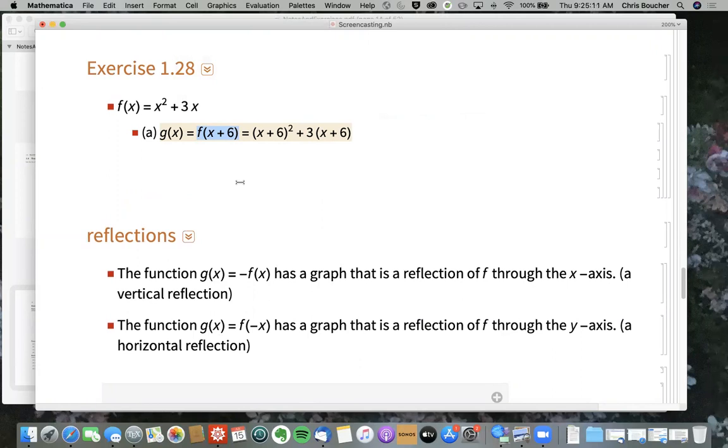And from here, it's just sort of old function evaluation, right? This function has its input slot here and here. It takes its input and squares it and adds 3 times input. And if the input is x plus 6, then I should square x plus 6 and add 3 times x plus 6. Now, to be sure, you could FOIL this out and combine like terms and simplify, but that's all algebra. So I think we've done the hard part here. Okay, that's to the left 6 units.